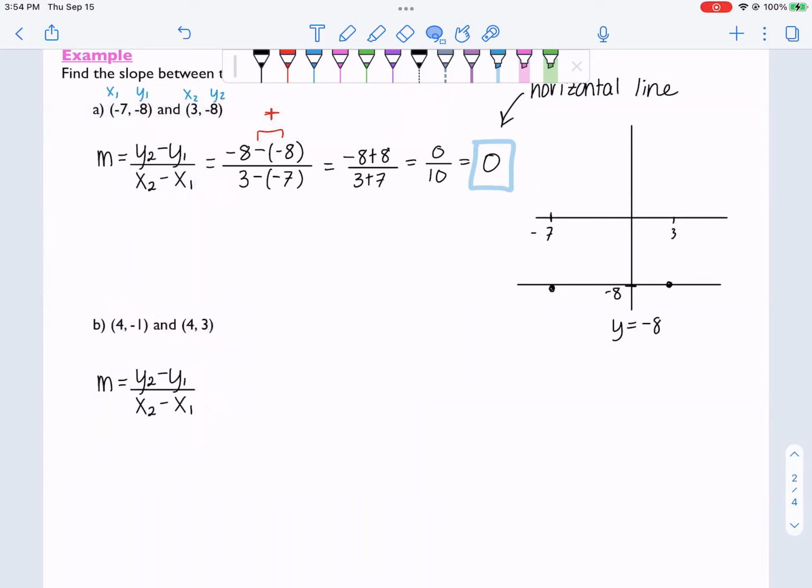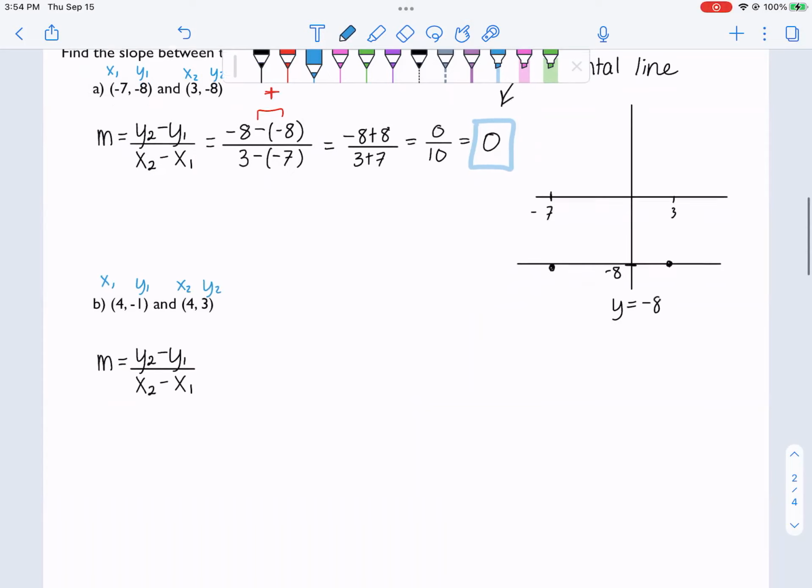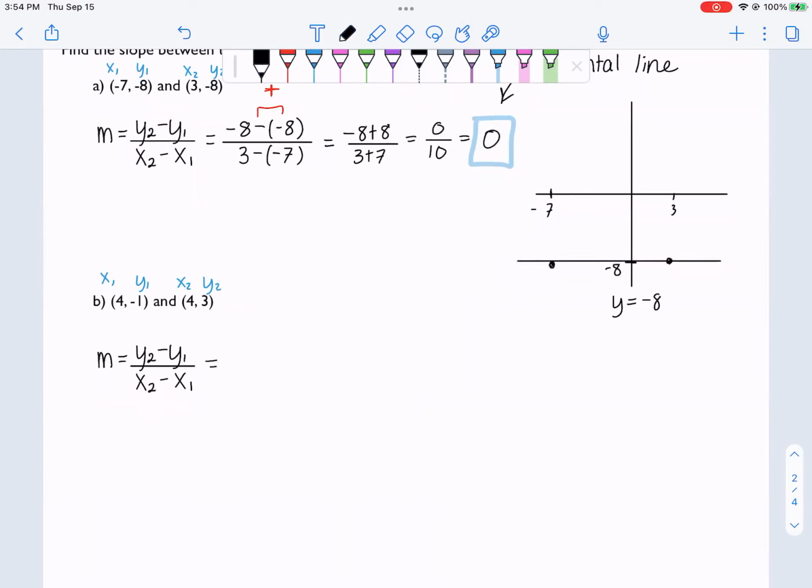Let's do it with this next one. All right, we have two points, x1, y1 and x2, y2. y2 is 3, so we have 3 minus -1, all divided by x2 which is 4, minus x1 which is 4. So this is going to become 4 divided by 0. That is an uh-oh. We cannot divide by 0. So this slope is undefined, which means it is a vertical line.